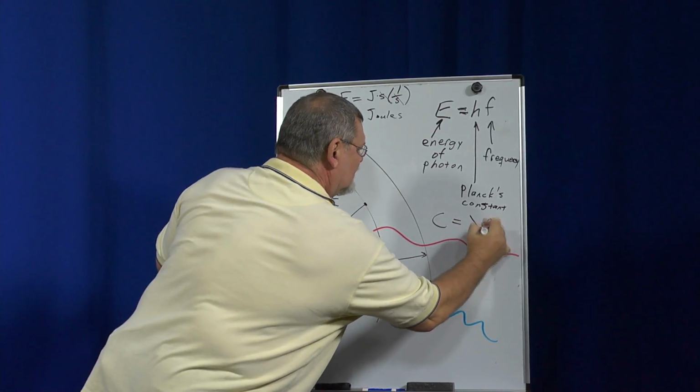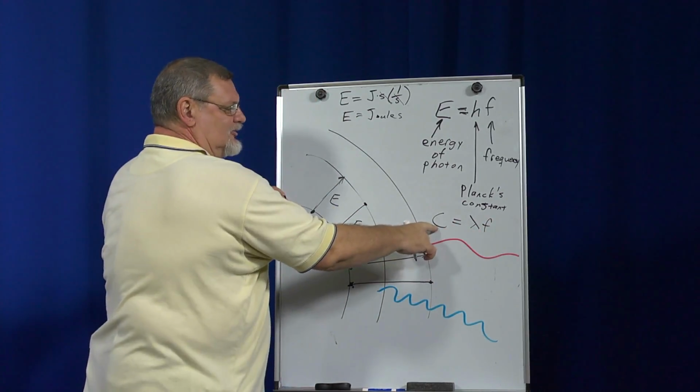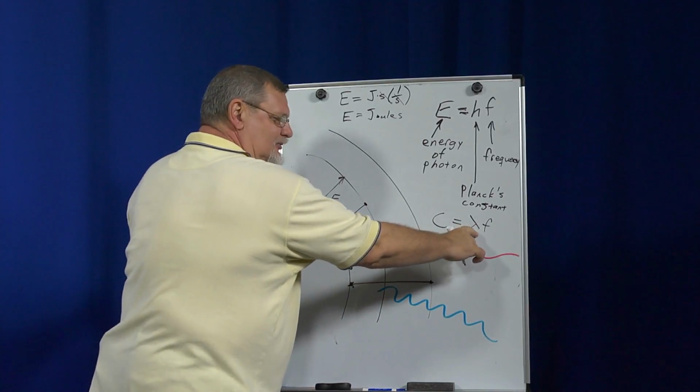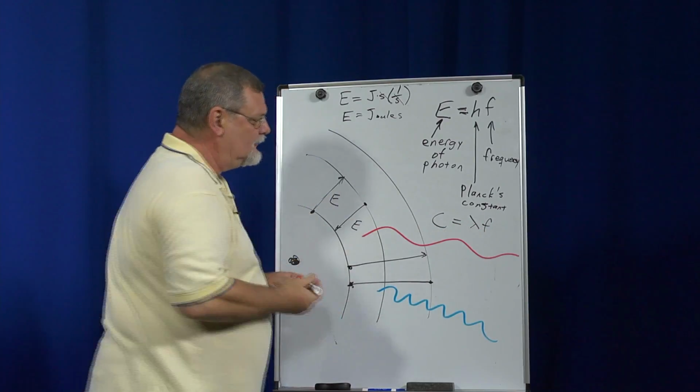the speed of light is constant. The wavelength is inversely proportional to the frequency. Sorry about that.